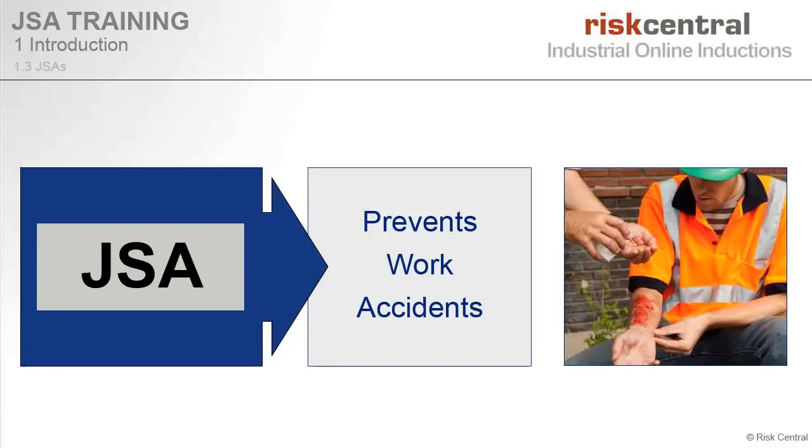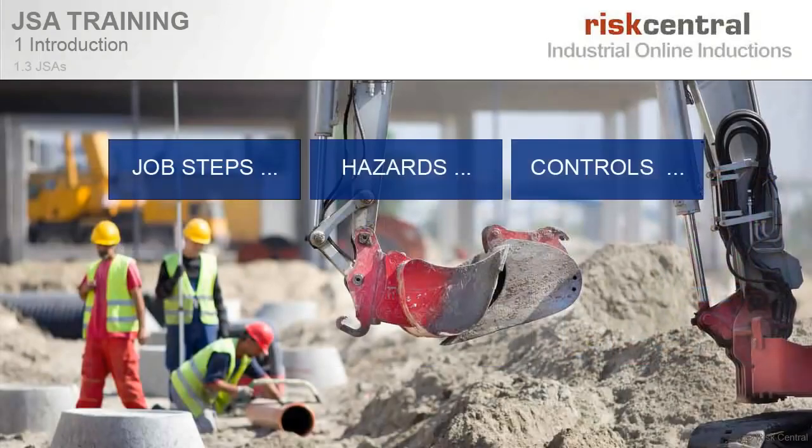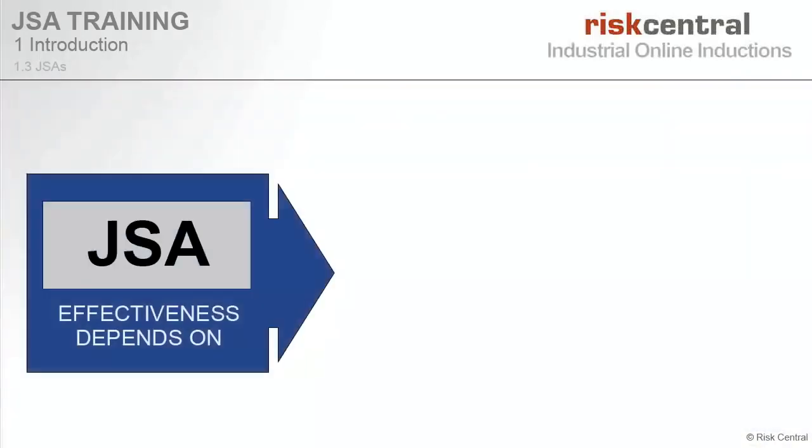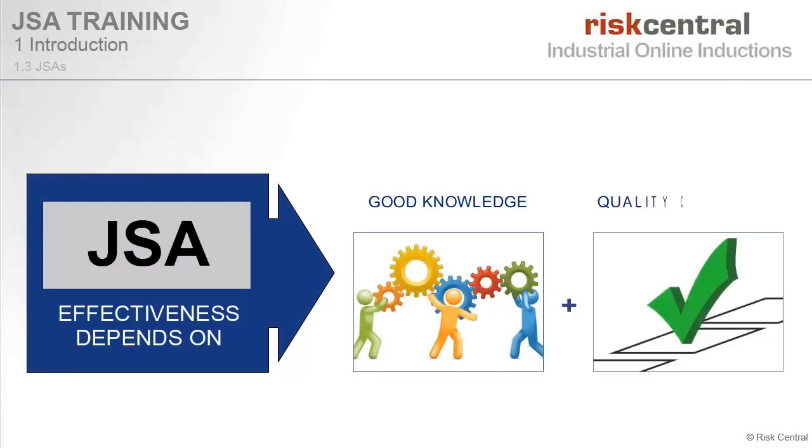It's about systematically looking at each step of a specific job to identify, assess, and document hazards and safe work practices to help ensure that appropriate controls are in place so the job is done safely. The effectiveness of a JSA can vary greatly depending on the knowledge of the people completing it and the quality of the JSA process. This training aims to improve the quality and consistency of JSAs in your workplace.